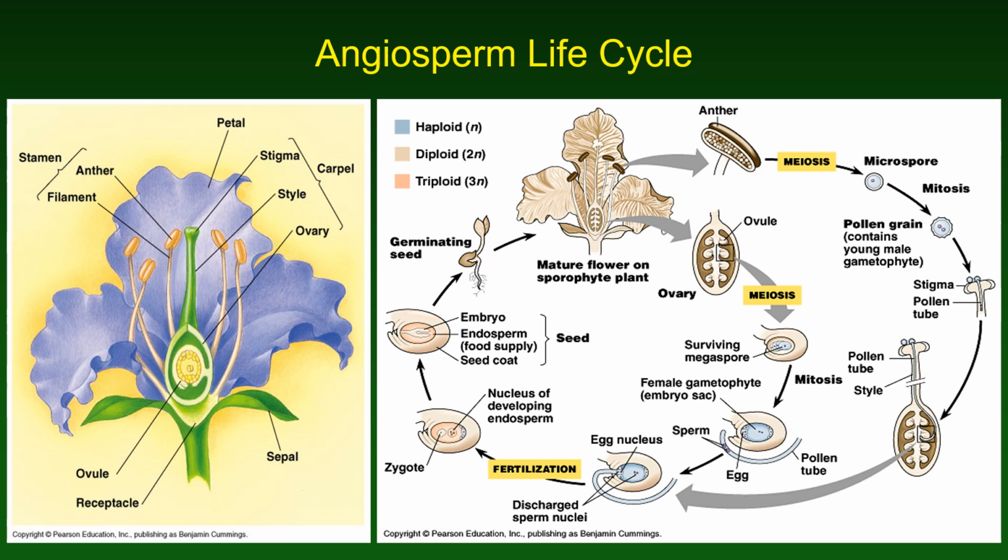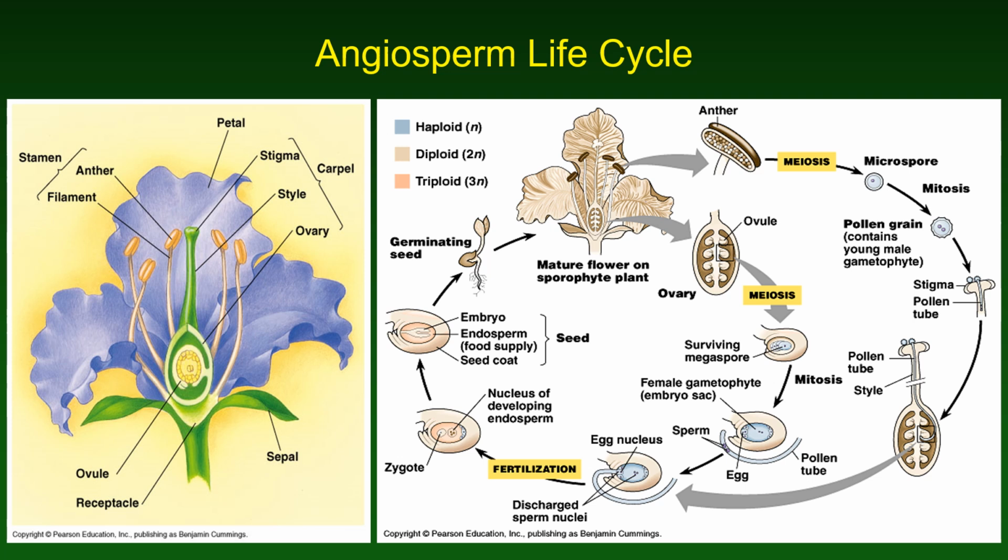The carpel has three parts. It's got a stigma at the top, which is a sticky surface where the pollen's going to land. It's got a style, which is a long, narrow piece that connects to an ovary at the bottom. The ovary becomes the fruit, and the ovule or ovules inside the ovary become the seeds. So in the anther, we have meiosis occurring to produce microspores that become pollen grains, and then they're picked up by a pollinator. In the ovary, we have ovules that are the site of meiosis to produce megaspores that develop into a female gametophyte.